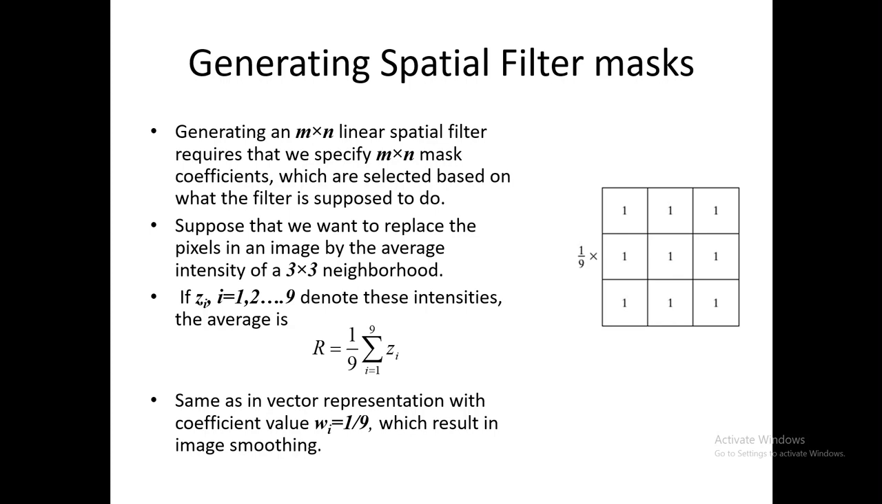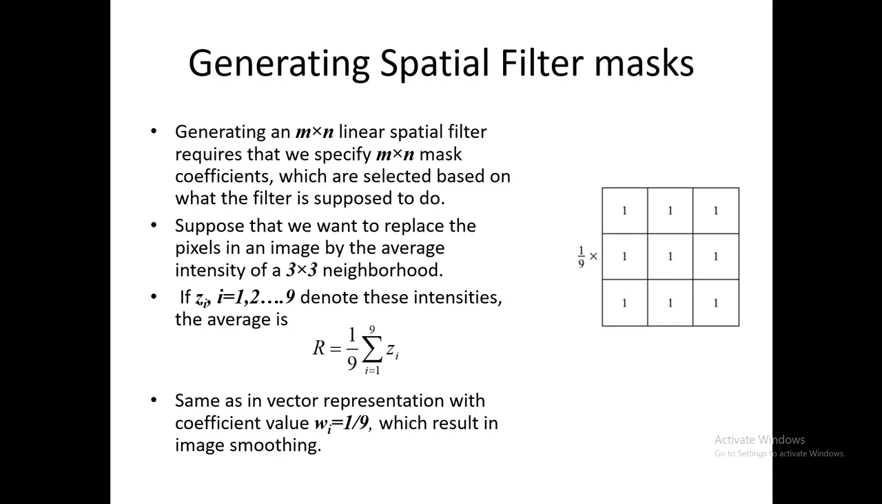Suppose now we are focused on a smoothing filter, so we are trying to generate a special filter that will smooth our image. Suppose that we want to replace a pixel in an image by the average intensity of a 3 by 3 neighborhood. Then if we have z_i, where i ranges from 1 to 9, and this denotes the intensities of the image, then the average is just the sum divided by 9.